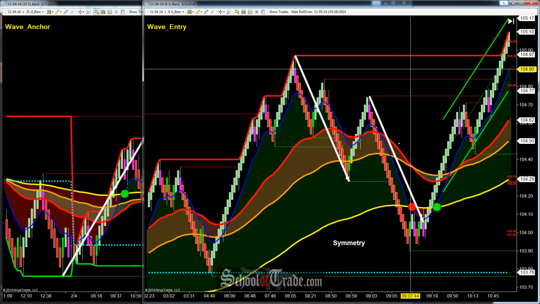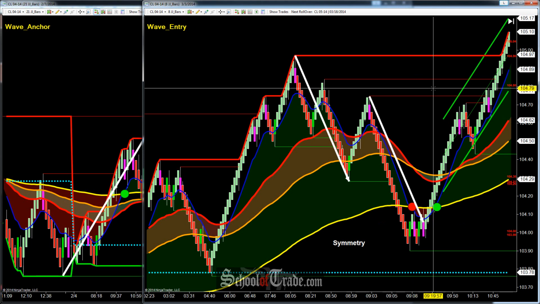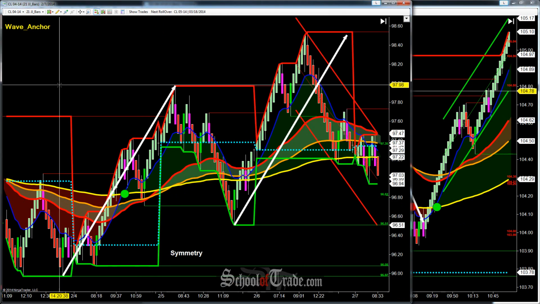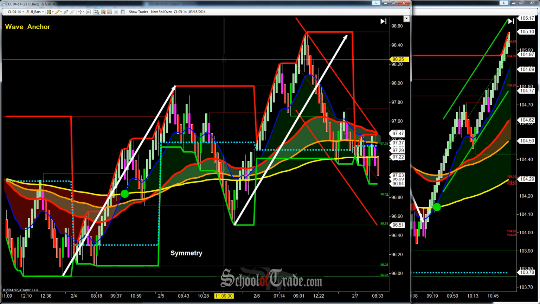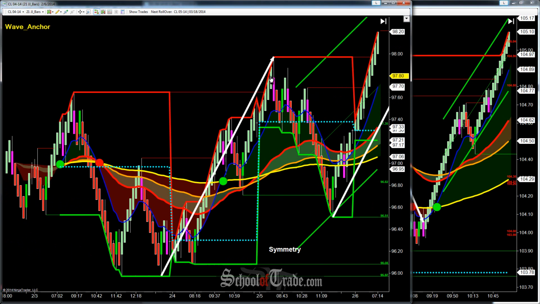So that's taking a look at symmetry. It's a really common pattern. You can see it on entry charts, anchor charts, really any chart that you will ever look at in your life, you'll be able to find symmetry on there. Now another one is going to be reversal bars. Reversal bars are pretty common in terms of the way that we trade. That's a big part of how we look to get into trades.